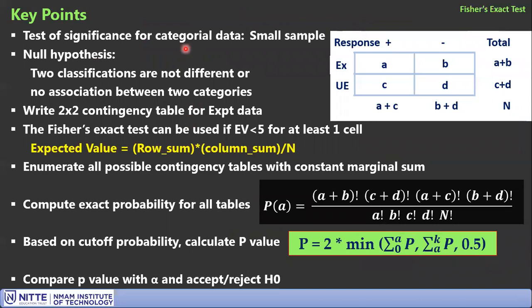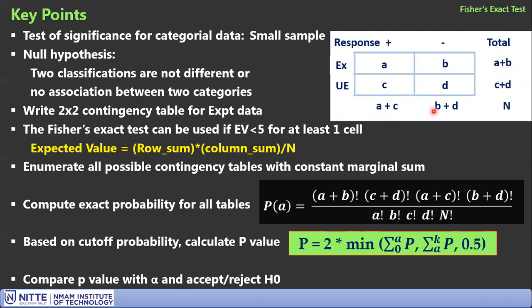Okay, we come to the end of this video lecture. Let's look at the highlights of what you have learned. We have used a method for analyzing significance of categorical data for a small sample. For the null hypothesis, we consider there is no association between the two categories. We wrote the 2x2 contingency table for the experimental data, exposed versus response, in any order, so you get A, B, C, D, and you write the marginal sums. You check whether the test can be used based on an expected value less than 5. If at least one cell is less than 5, then you can use Fisher's exact test.